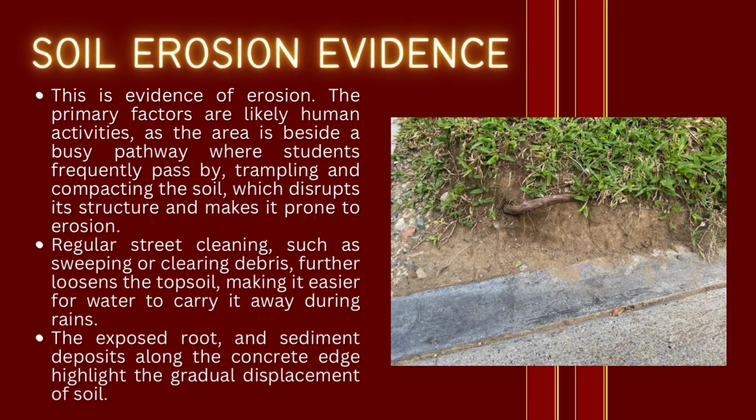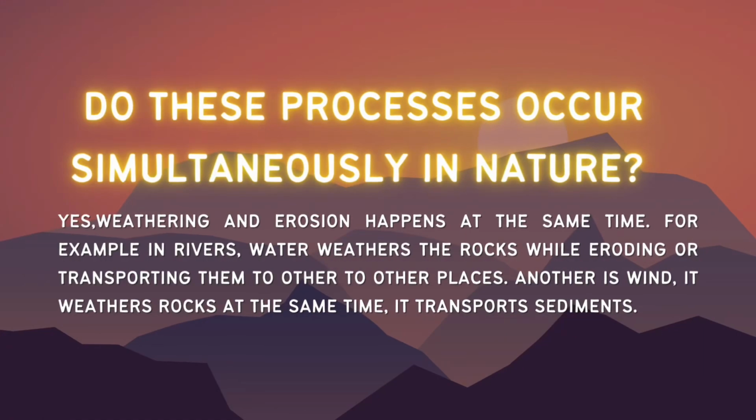Regular street cleaning, such as sweeping or clearing debris, further loosens the topsoil, making it easier for water to carry it away during rains. As we can see, the exposed root and sediment deposits along the concrete edge highlight the gradual displacement of the soil. And yes, weathering and erosion happen at the same time. For example, in rivers, water weathers the rocks while eroding or transporting them to other places. Another is wind. It weathers the rocks and at the same time, it transports sediments.